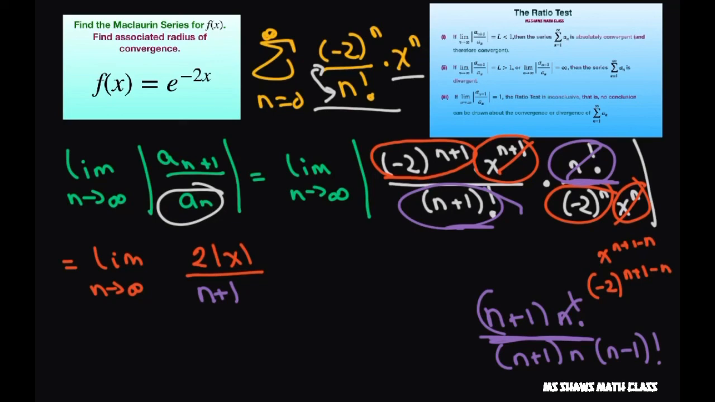So when you substitute infinity for n, this is going to equal 0. Since it's 0 and it's less than 1 for all x, that means our R equals infinity.